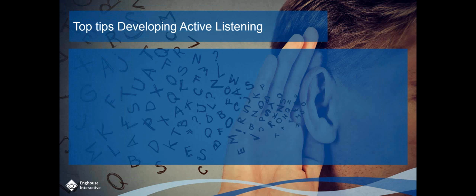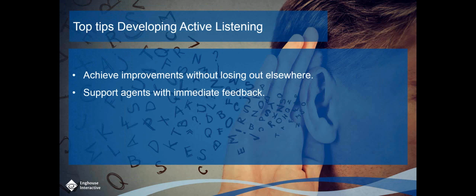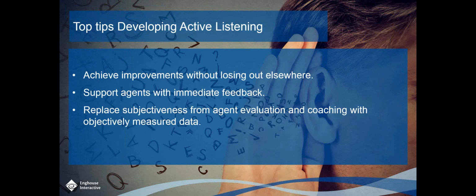insight. So coming up to the end now, just sort of my top tips to develop or to support development of active listening with tools. As I said, the goal is to achieve improvements without losing out elsewhere. It's no good to be really good at soft skills if we are actually telling the customers the wrong information. Support the agents with immediate feedback, something that's right in front of you, unobtrusive, but still in front of you, will help me and remind me much better than something that I'm told at the end of the day or the week even. Replace subjectiveness from agent evaluation.